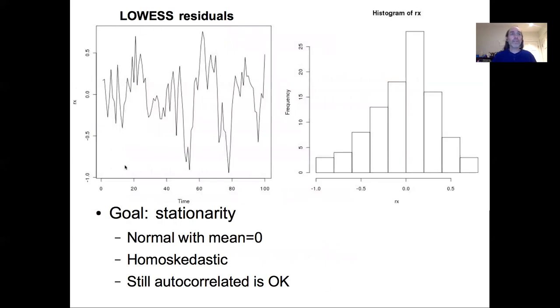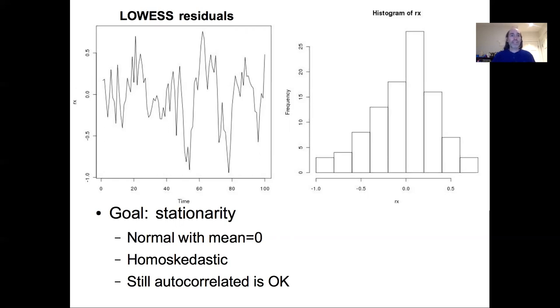So remember, the goal here in achieving stationarity is you want residuals that have a mean of zero. In many cases, we're going to look for a normal distribution or some other named distribution. We're hopefully going to find residuals that are homoscedastic, that the variance is not changing with time, because if the magnitude of the variance was changing with time, that would definitely violate that assumption of second order stationarity that only distance in time matters, not the absolute time.